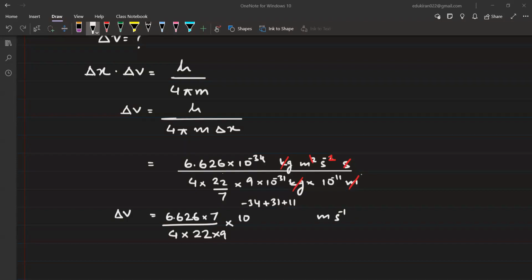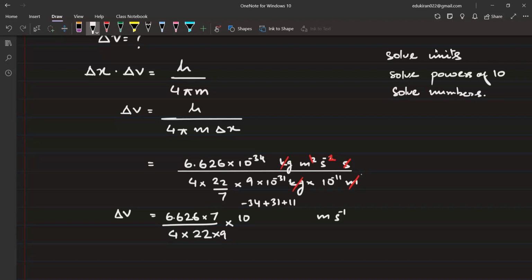Okay? So the sequence that I follow, and I also ask my students to follow, is, first of all, solve units. When you solve units, you will know whether you are going right or not. So I got meter per second, so I am going to write that. Then you have to solve the powers of 10. After that, you have to solve the numbers. So let us see what this value comes out to be.